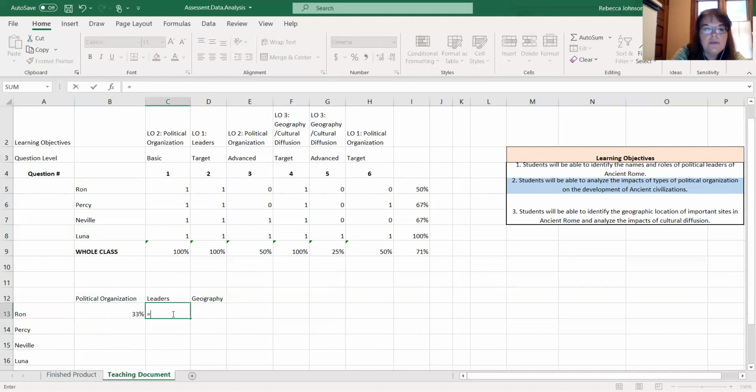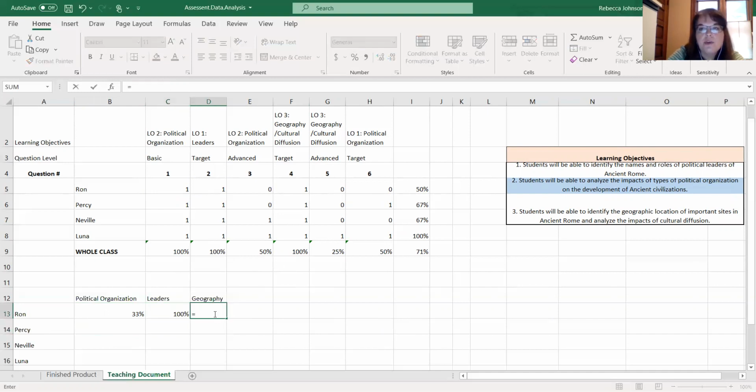And now I want to do the average that he got for questions about leaders. Now, there's only 1 question about leaders, so in this case, it's going to be just 1. Okay, do the percentage here.